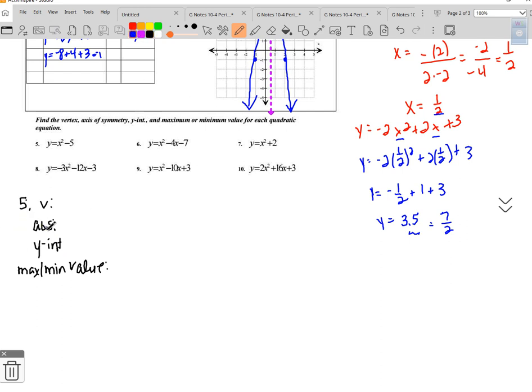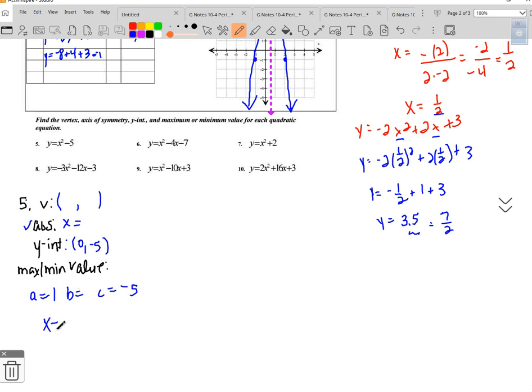Whenever we're doing this, we're always starting with our A, B, and C. So for 5, A is 1, B is 0, C is -5. So I already know my y-intercept, because it's always C. So y-intercept is (0, -5). So I need my axis of symmetry. I'm going to do that before I do my vertex. Remember, my vertex is an ordered pair. My axis of symmetry is x equals something.